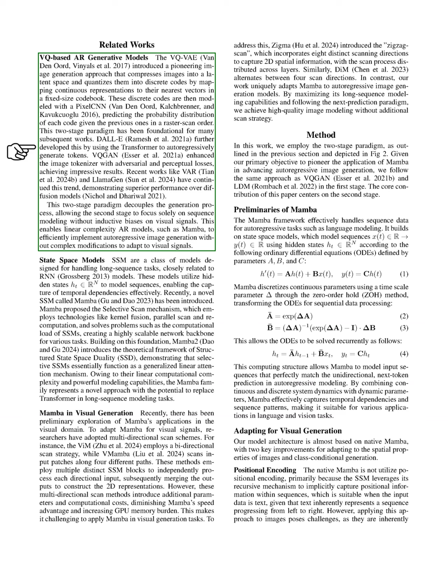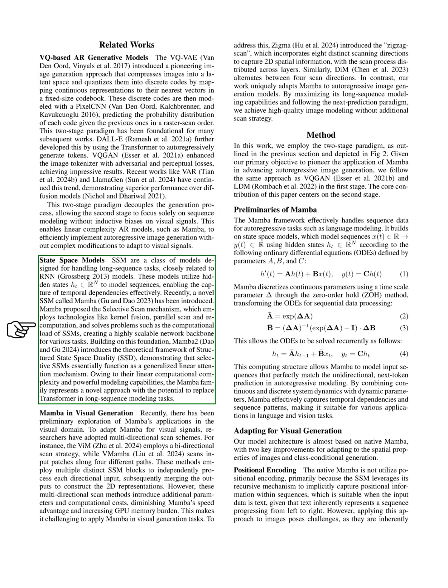This two-stage process has laid the groundwork for many subsequent models, including DALL-E, which uses transformers for autoregressive token generation, and VQGAN, which enhances image tokenization with adversarial and perceptual losses. Recent models like VAR and Llama Gen have continued this trend, showing better performance than diffusion models. This two-stage approach separates the generation process, allowing the second stage to focus on sequence modeling without biases from visual signals. This enables linear complexity autoregressive models, such as Mamba, to efficiently perform image generation without needing complex adaptations.